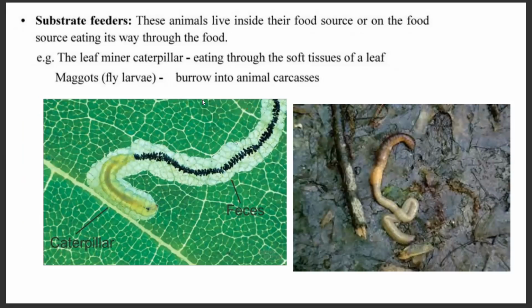Substrate feeders, example, leaf miner caterpillar. Now can you see in this figure, this caterpillar, this yellow color one is the caterpillar. Can you see? Like it has eaten this leaf, right?